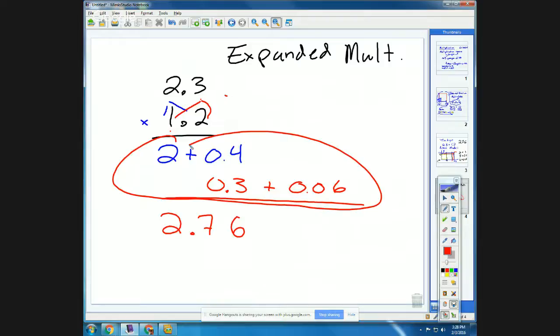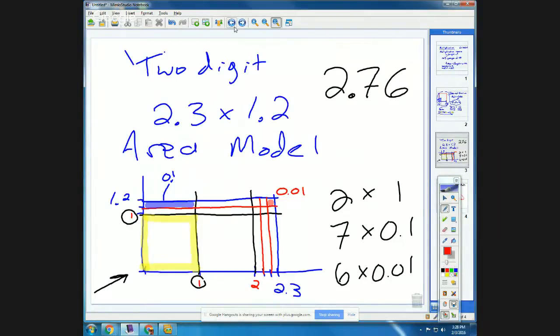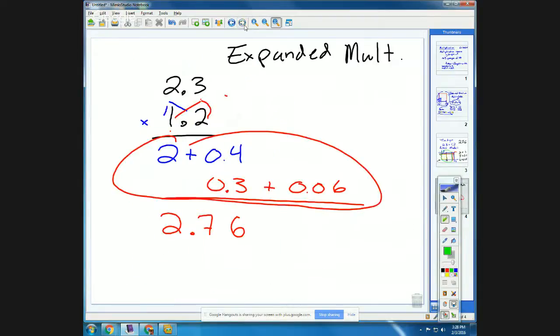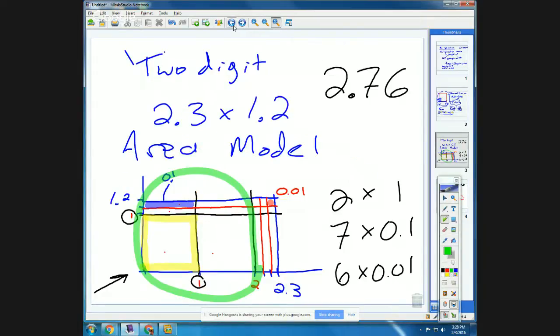So here I have in blue 2 and 4 tenths. If I look back at the picture, what do I have? Let's see, 2 and 4 tenths right here. So there's the 2 and 4 tenths. Let's see, 3 tenths and 6 hundredths. Where's that live in the picture? Right, the next vertical group right here.